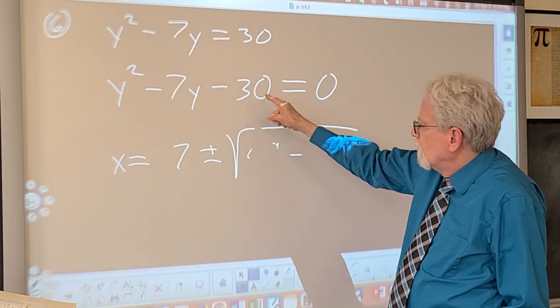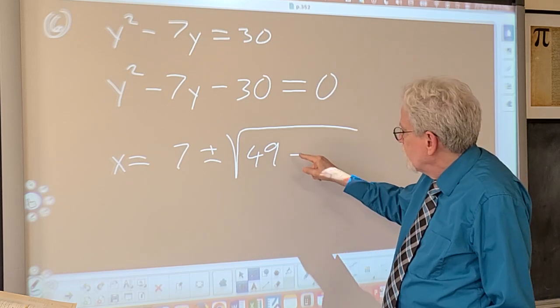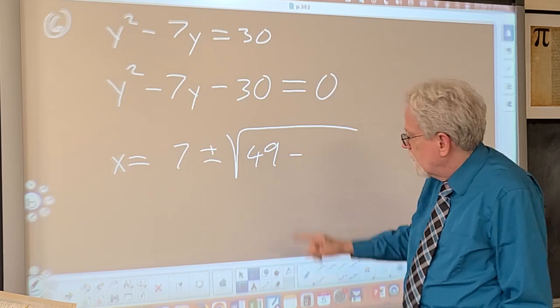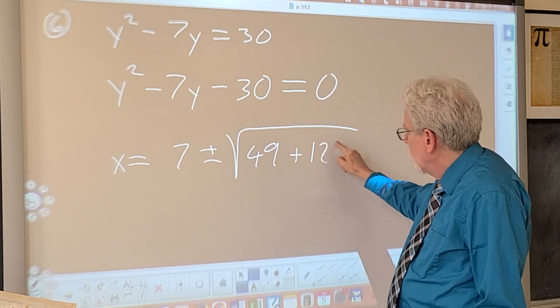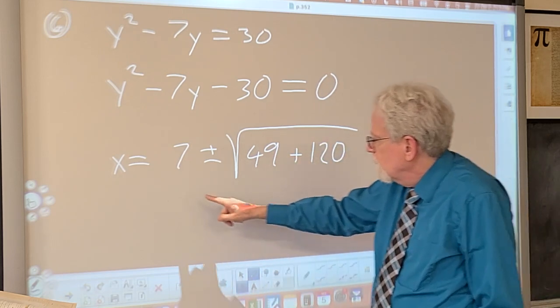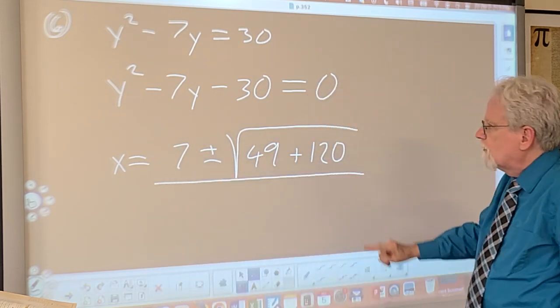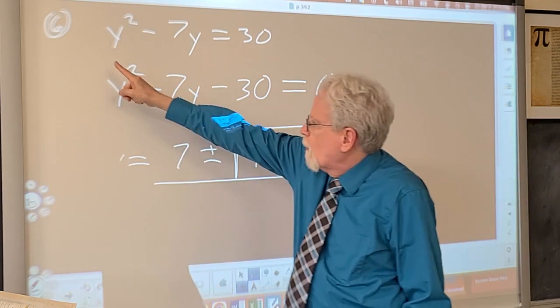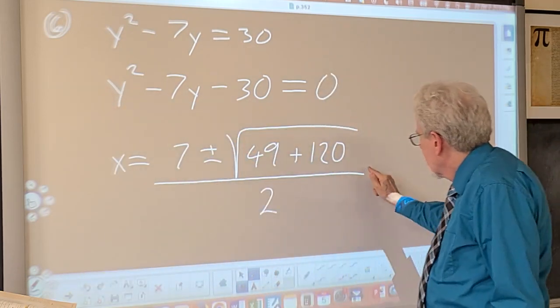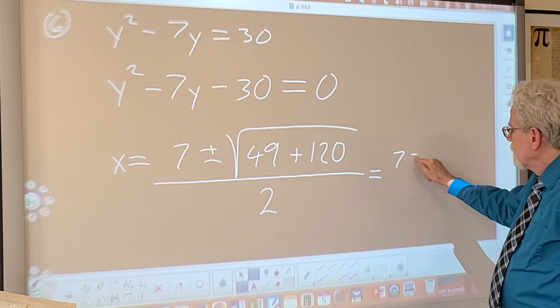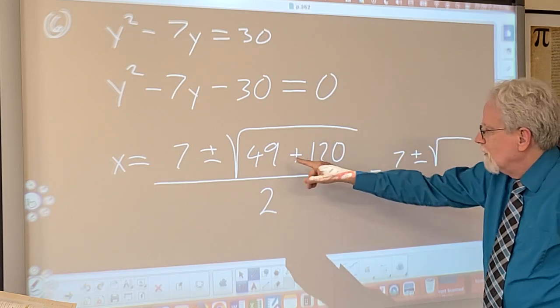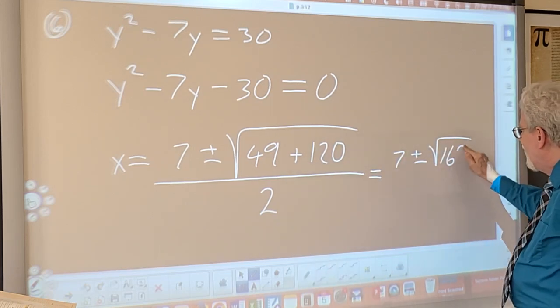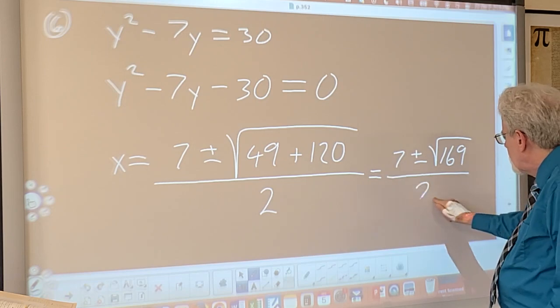That's minus 120, which becomes minus a minus 120, which becomes plus 120. Ooh, nice numbers. What do you mean? Oh, you'll see in a moment if you didn't already see. All over 2 times 1, and that gives us 7 plus or minus the square root of 169. Haha! What's so special about 169?